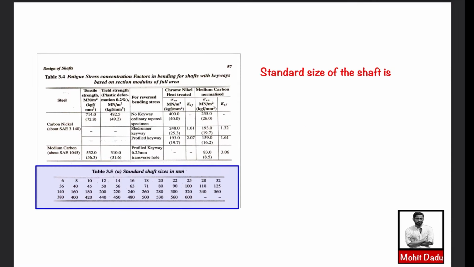Finally we will be standardizing, or finding the standard size of the shaft for this application. By solving these two theories of failure, we have obtained the value as 97.34 mm. So we will be selecting the standard size which is coming next higher than this 97.34. Then you can select the diameter as 100 mm. So the standard size of the shaft suitable for this application will be 100 mm. So this is the solution for this problem. Hope you understood, and thanks for watching.